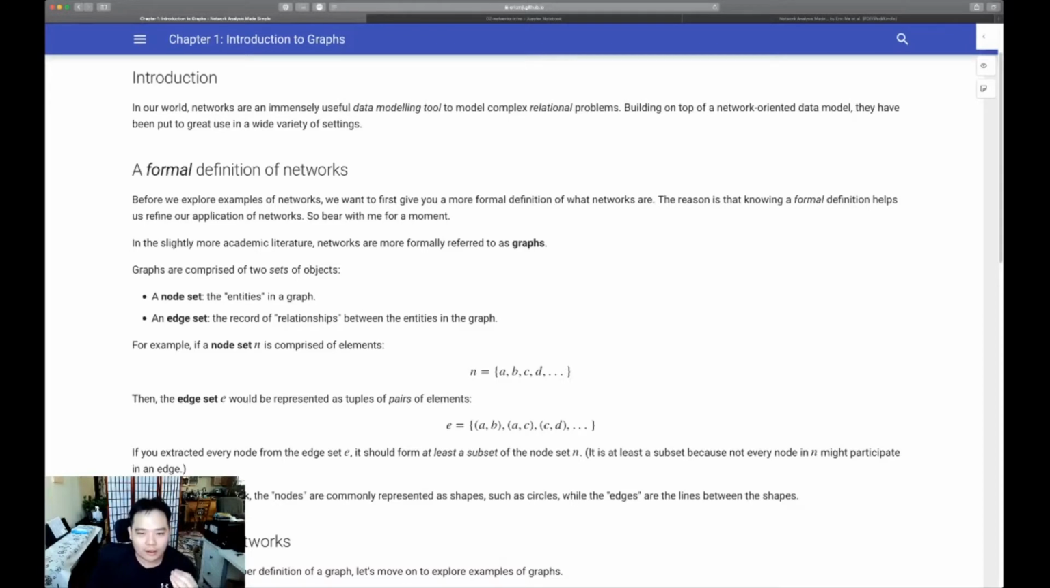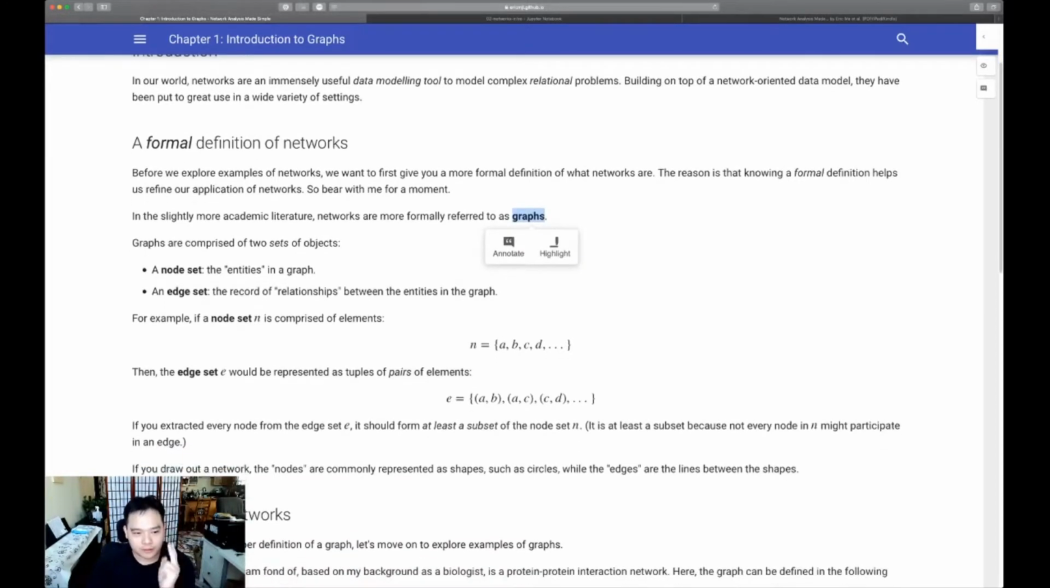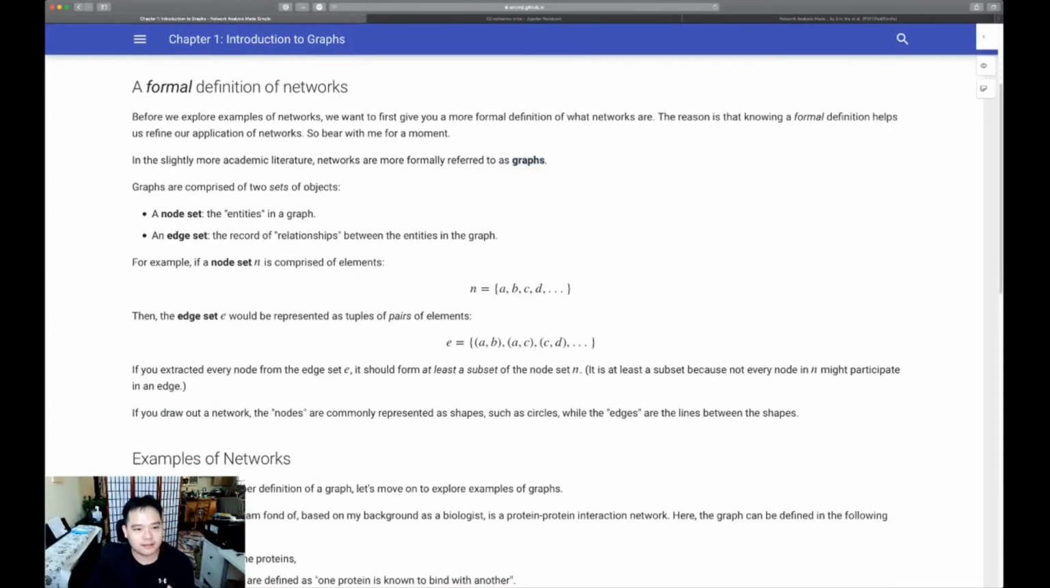So, what are the contents of this thing that we call graphs? Well, there are two primary things. Firstly, you have a node set, which semantically refers to the entities in your graph, and then you have the edge set, which records relationships, which we get to define, between the entities in the graph.